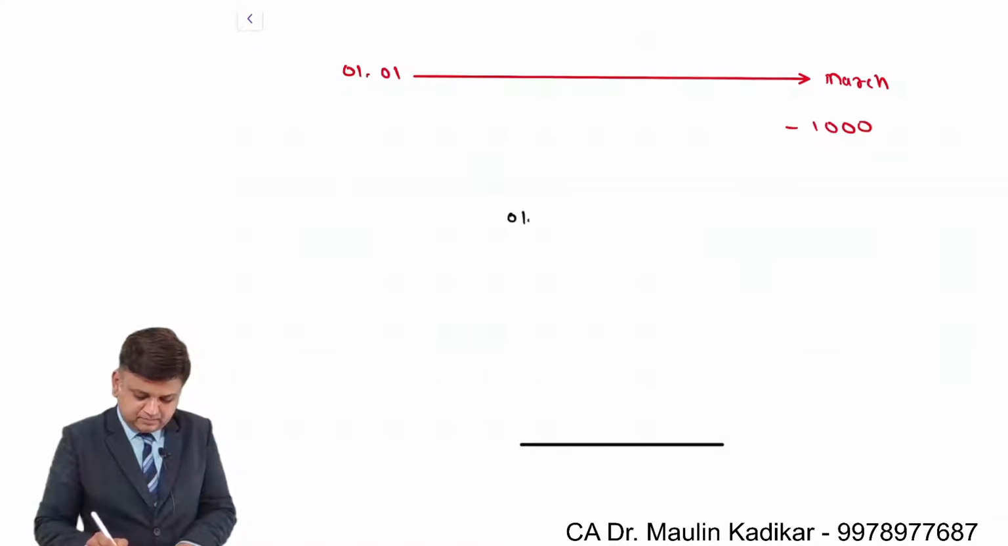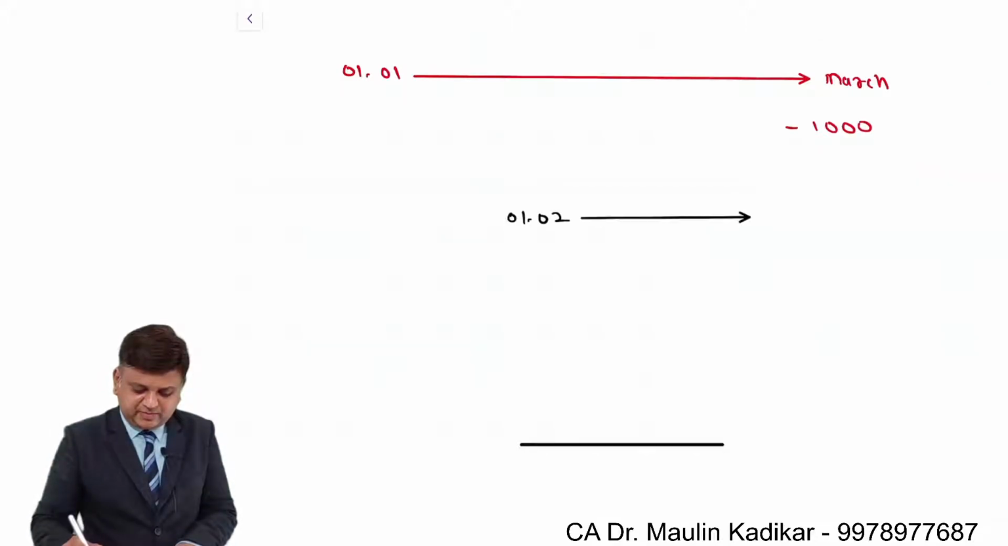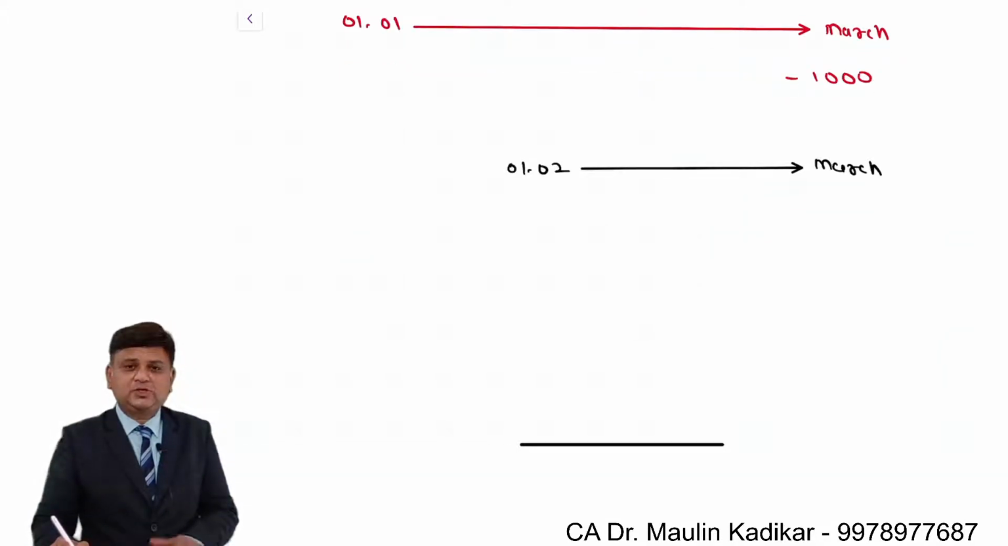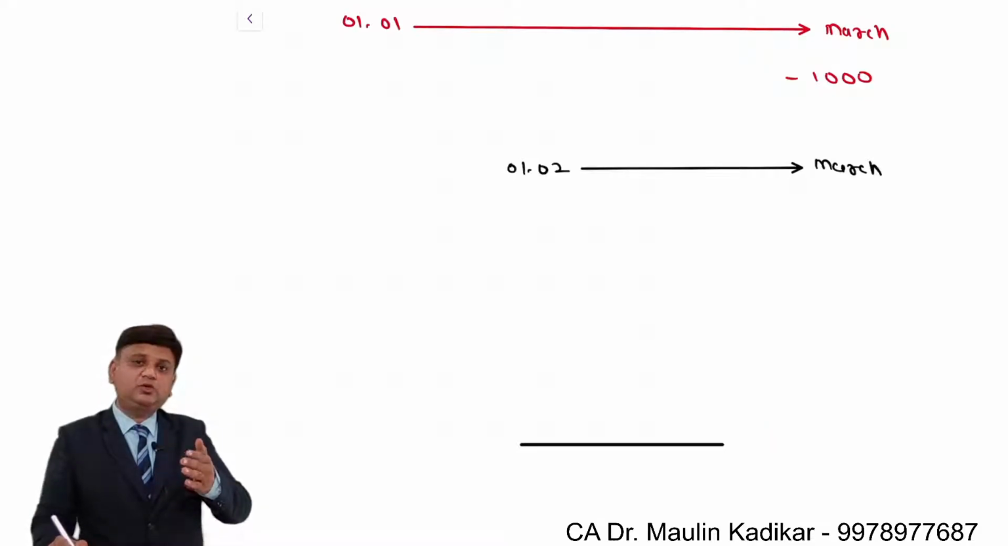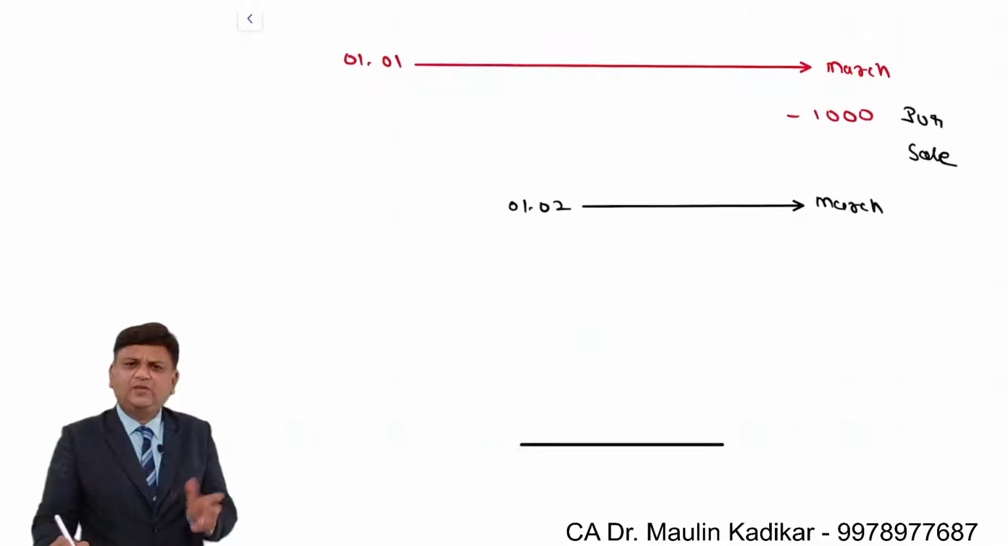Then the question provides that on 1st of February, again, the futures contract is entered into for the month of March to square off the original transaction. Square off means you will enter into the opposite of the original transaction. Originally your transaction was to buy, so now you will sell. What is the price at which you will sell? 1200.